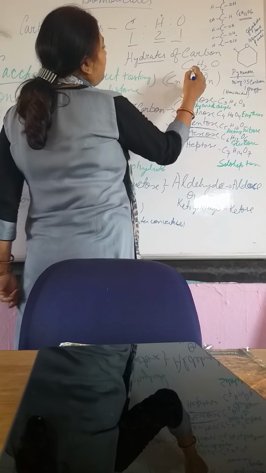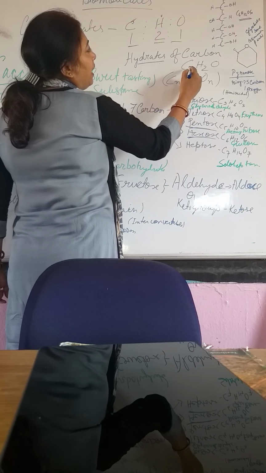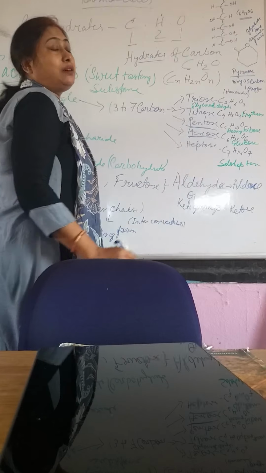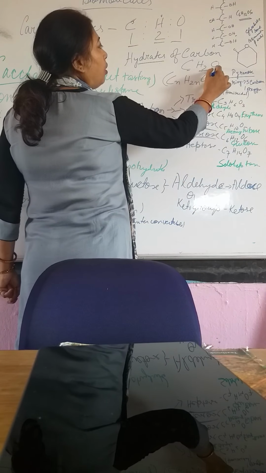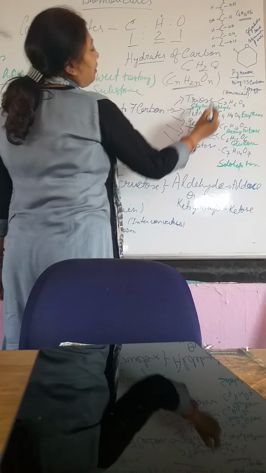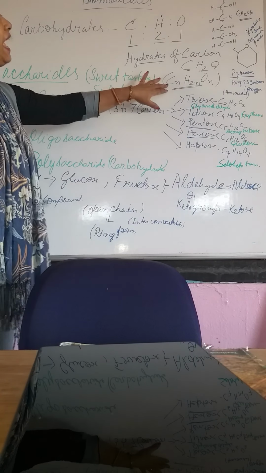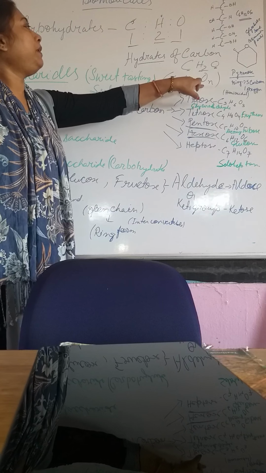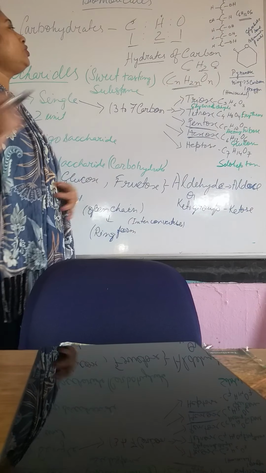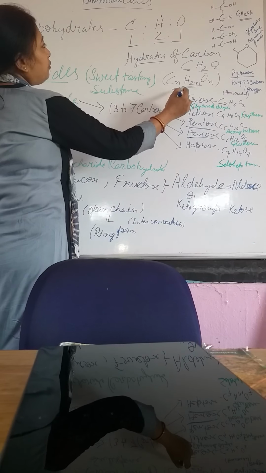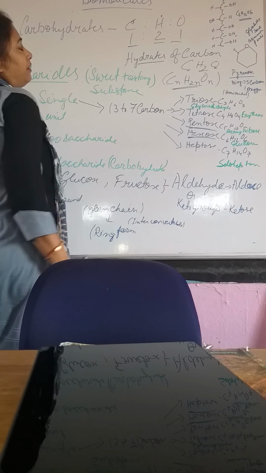Whatever it is, it will have one atom of carbon, 2 of hydrogen and 1 of oxygen. So the basic formula is CnH2nOn. This is the generalized formula of carbohydrates.